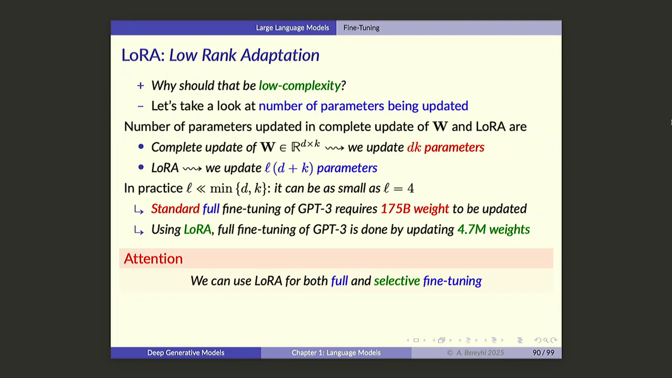If I want to do full fine-tuning with LoRA, I'm going to apply LoRA to all layers, right? If I want to do selective fine-tuning with LoRA, I'm going to select a few layers, and then again, I use LoRA to update them, right? So, everybody's clear, right?